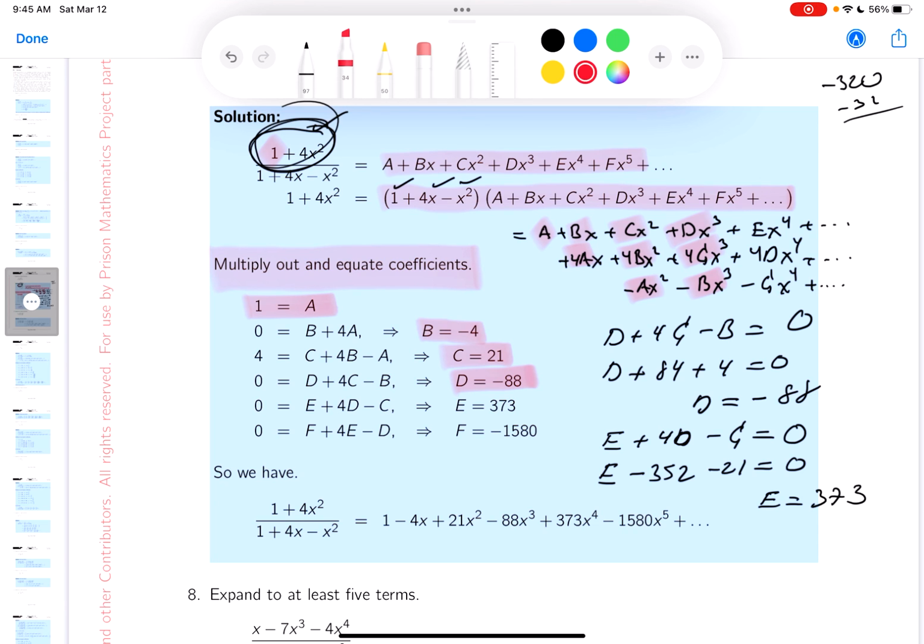But did we get it? Yes. So did we get the 5 terms? We did. 1 minus 4x, we're just breaking the coefficients down. 21x squared minus 88x cubed, 373x to the fourth. I did not compute the other one. Why is that? They just wanted at least 5. 1, 2, 3, 4, 5. Thank you.